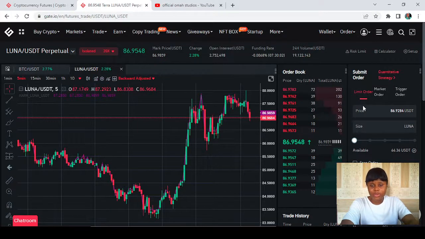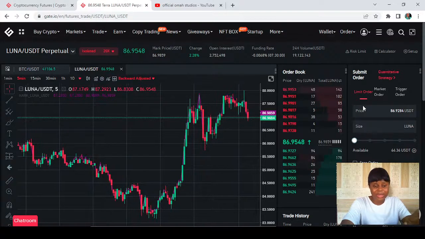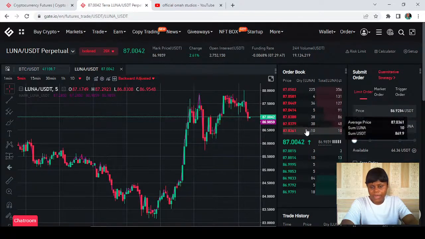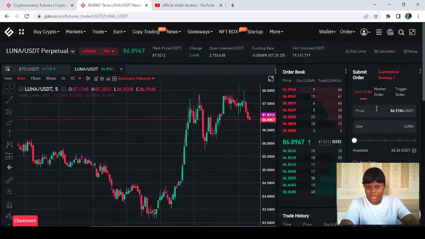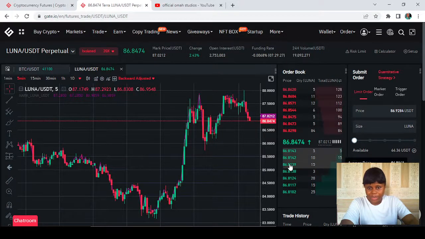Limit order means you don't want to buy now. You want, when it gets to this particular limit, you buy. For instance, the price of Luna at the moment is 86.9980. So if I don't want to buy now, maybe I want to buy it when the price gets to 86.8, or maybe a particular 86 point price. You just come here and say when it gets to this. Okay, for instance, let's say we want to buy it now. Look at the limit order at the moment, it is 86.9284.